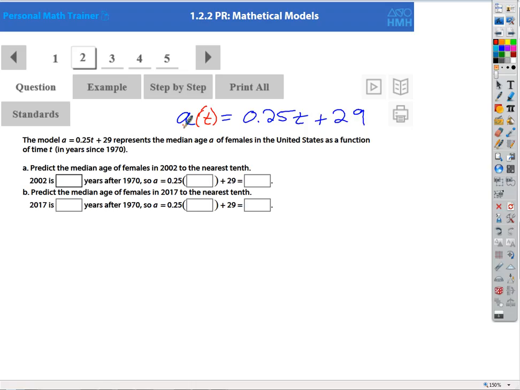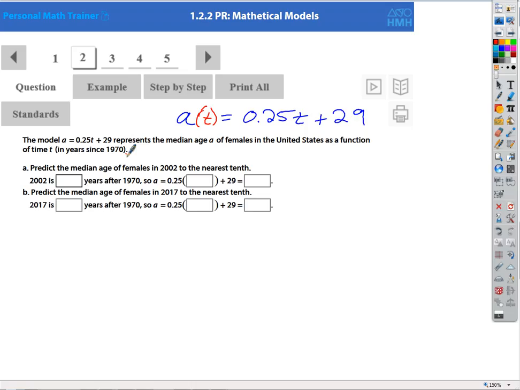What's it going to be? 2002. I'm measuring t in years since 1970. So how would I find that? Subtract, sure. 2002 minus 1970 is what? 32. So I'm going to put in a value of 32 into this equation and just see what I get.